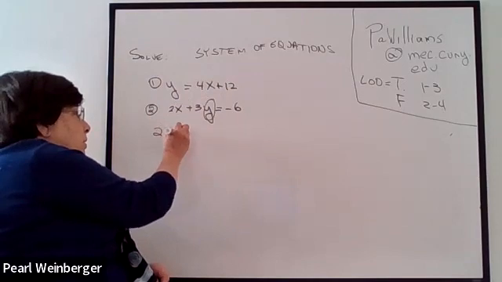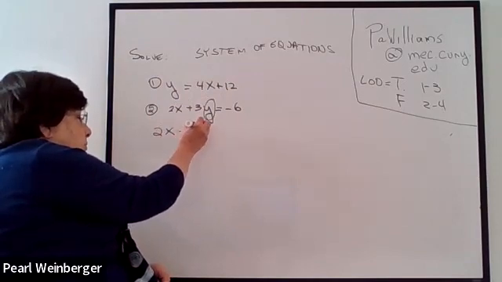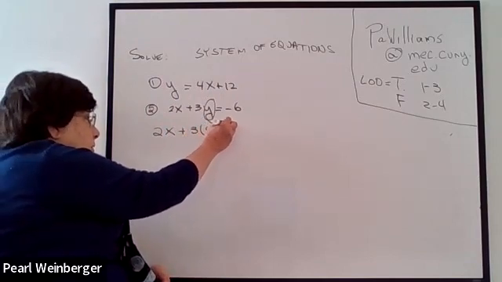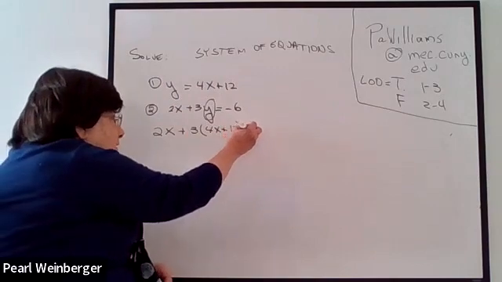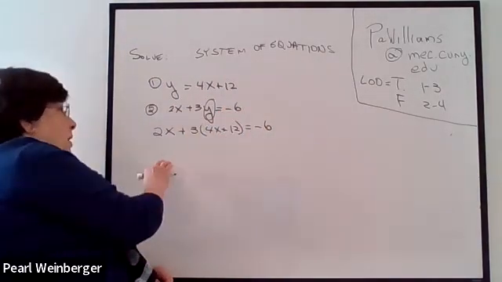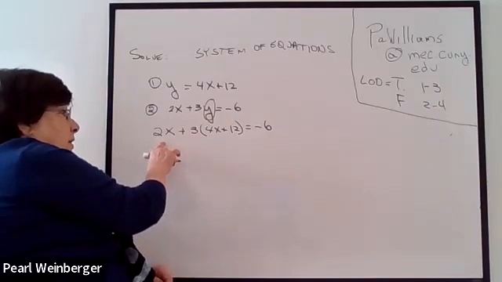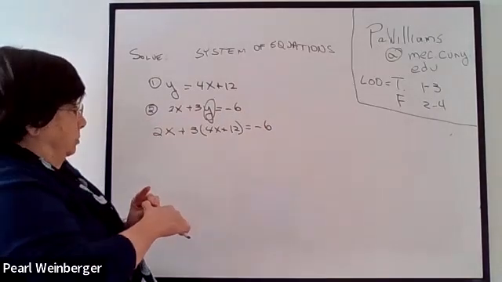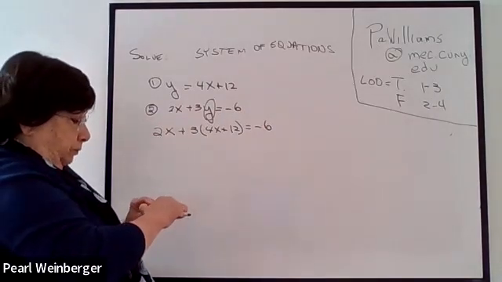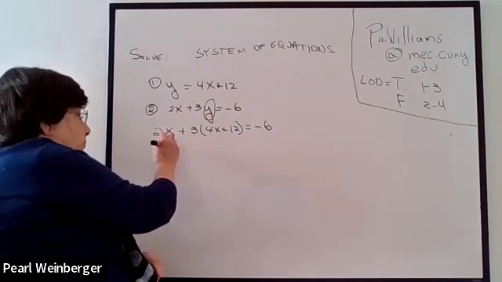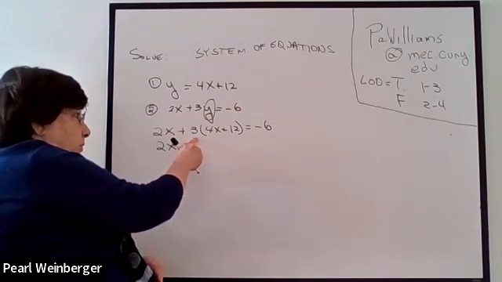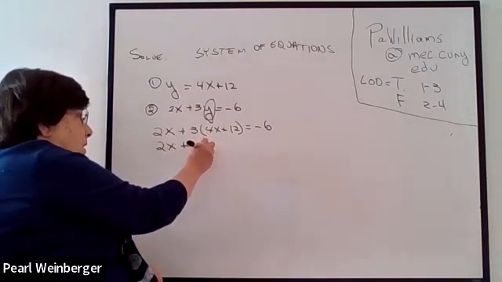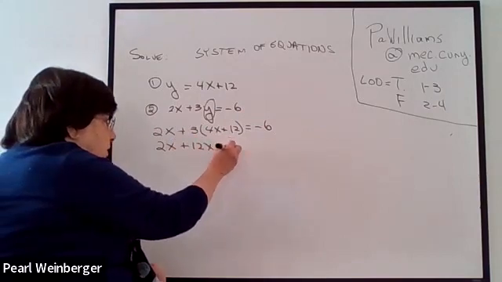So the equation then becomes 2x plus 3. Here's my second equation. In place of the y, I'm putting the 4x plus 12. And that's equal to -6. And when I go through this I have a regular equation with just x's, no y's in it, so I can just solve this equation by first removing the parentheses by distributing. So it'll do 3 times 4x is 12x, and 3 times 12 is 36.